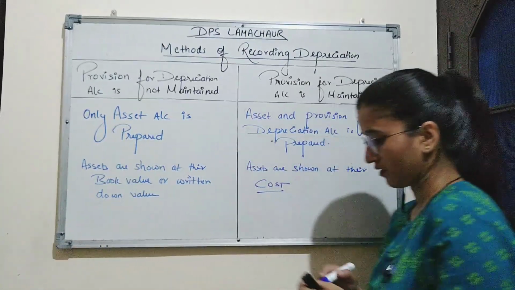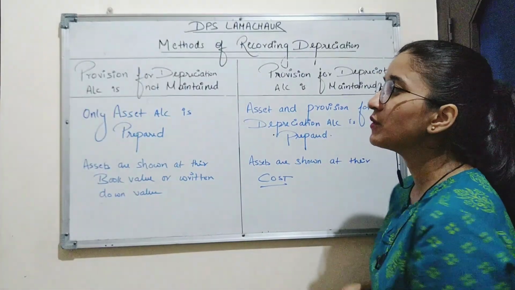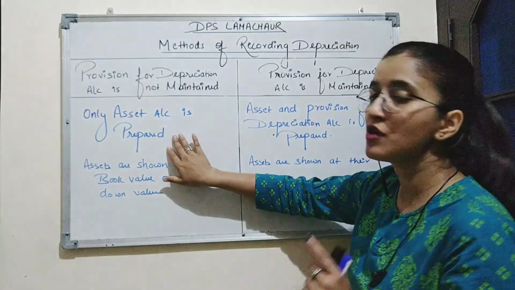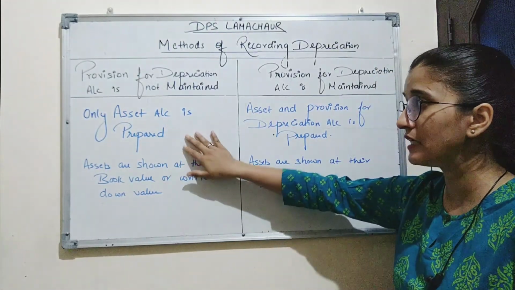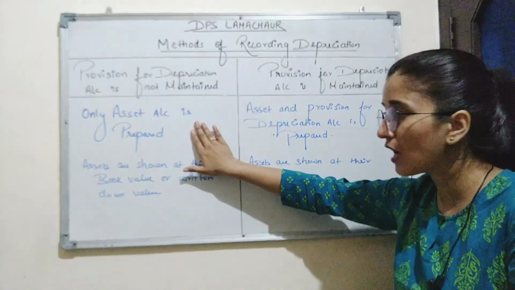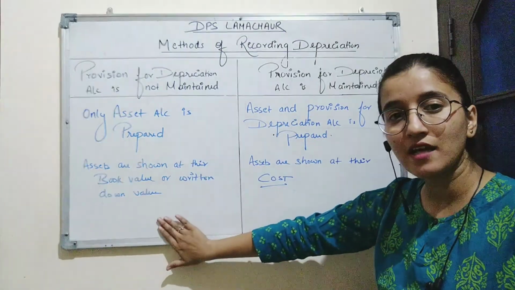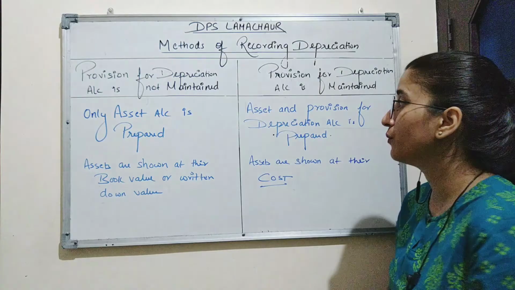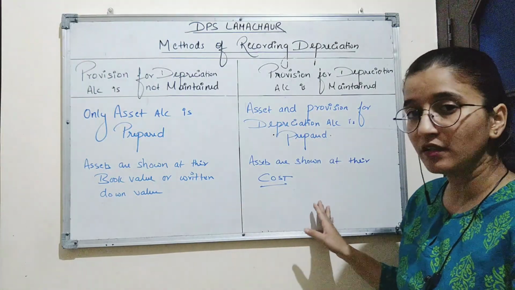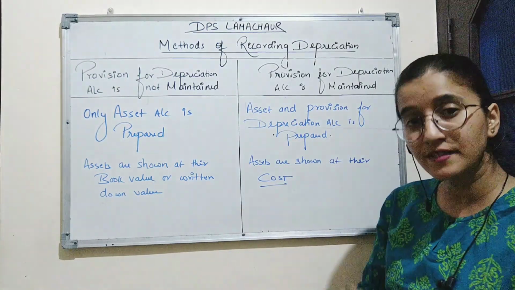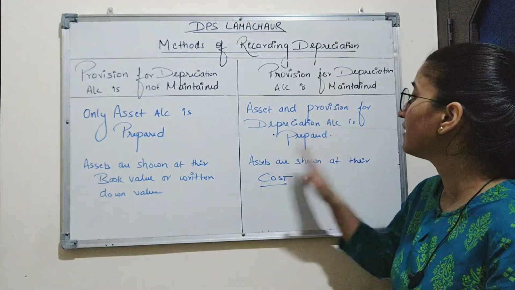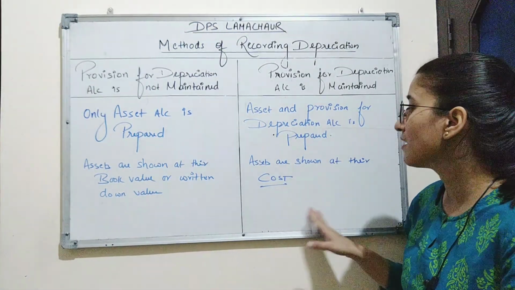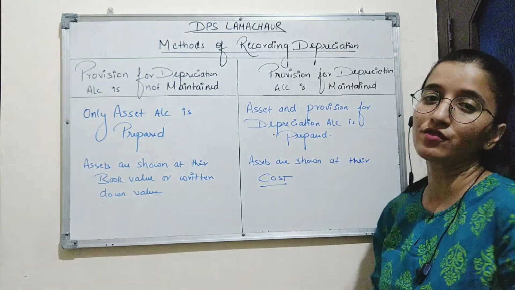cost. So the basic difference between these two methods is, in the method where the provision for depreciation account is not maintained, only the asset account is prepared and these assets are shown at their book value or written down value. Whereas in the method where the provision for depreciation account is maintained, the asset and provision for depreciation account are prepared and these assets are shown at their cost value.